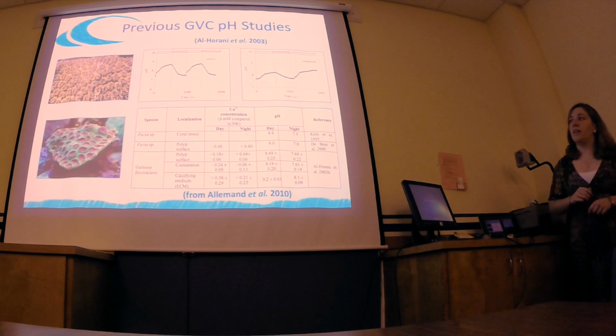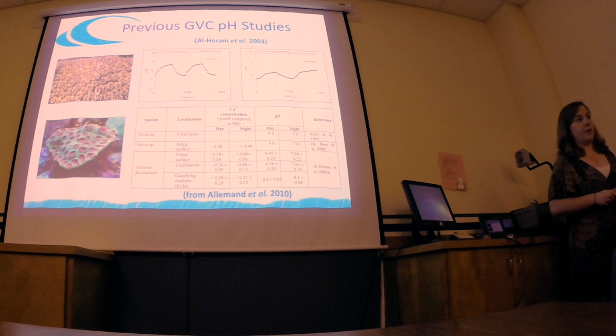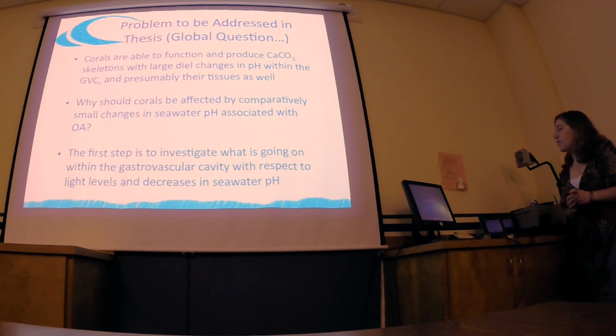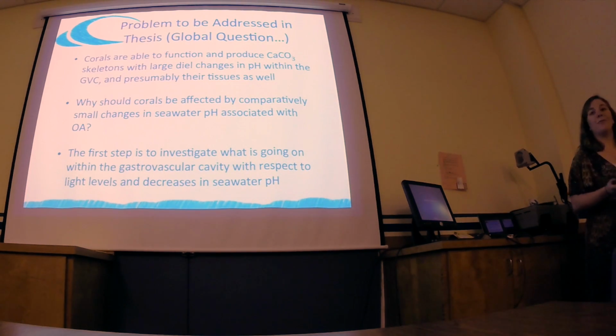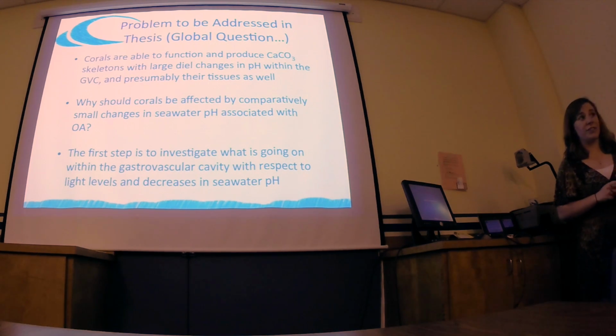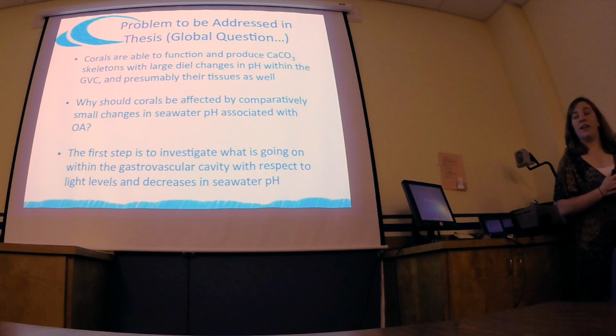So from all this data, they analyzed solely the normal seawater pH, and some of their runs were fairly short. And so this introduces the issue of ocean acidification again. We have seen that corals are able to function and produce their skeletons under normal conditions, and under these normal conditions, it's been measured that the gastrovascular pH goes from a very low pH, around 7 sometimes, up to a very elevated pH, almost close to 9 at other times.